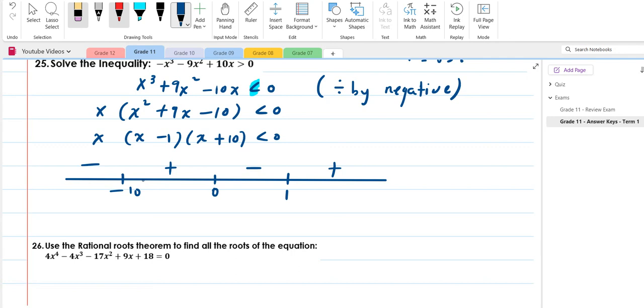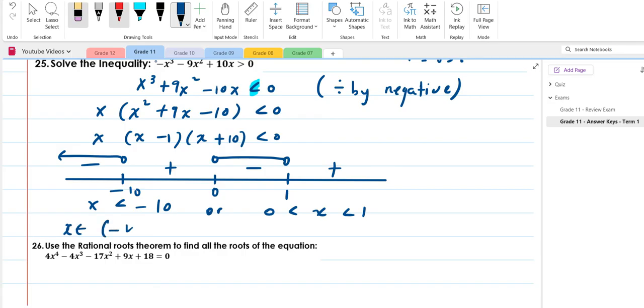You can alternate the sign after you get any one of them, because you have different spaces to alternate the sign in. And we are looking for a negative answer, so the answer is between 0 and 1, or x is less than negative 10. So we can write this answer as x is an element from negative infinity to negative 10 union 0 to 1.